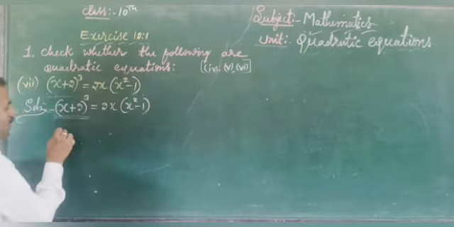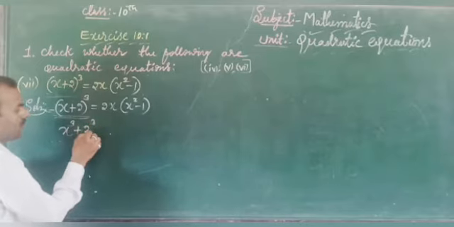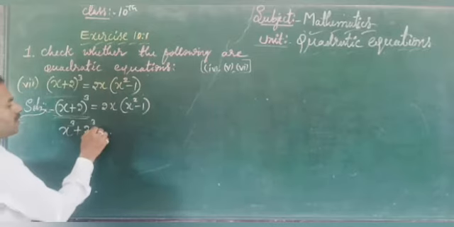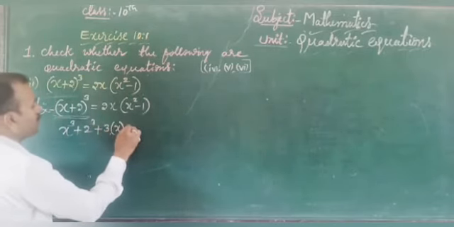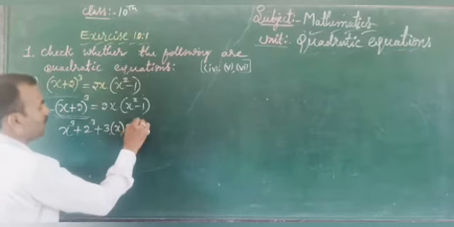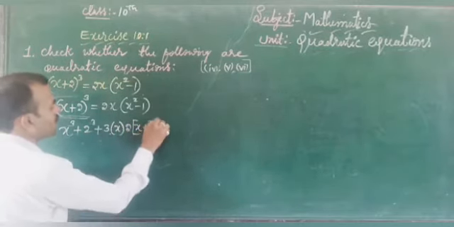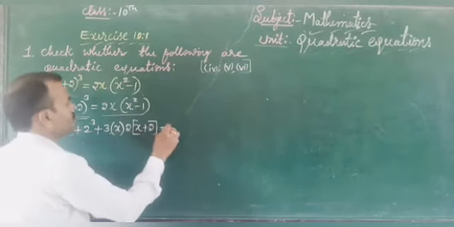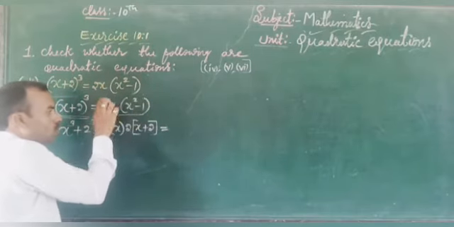So here write a cube plus b cube. In the place of b, 2 is there, and in the place of a, x is there, plus 3ab into a plus b. Here a means x and b means 2. So 3ab into a plus b, x plus 2. In the LHS, monomial and binomial, multiply these two.